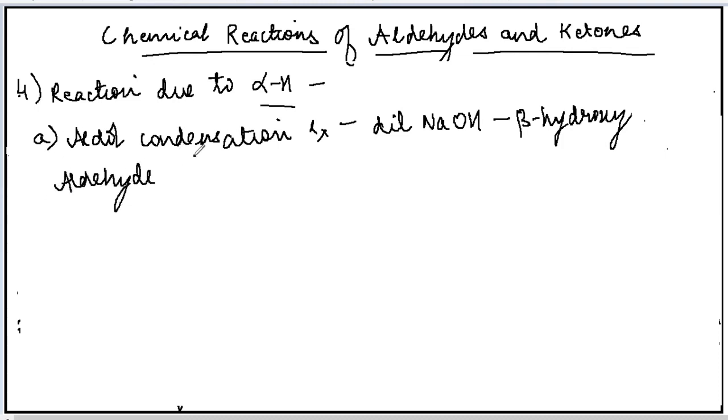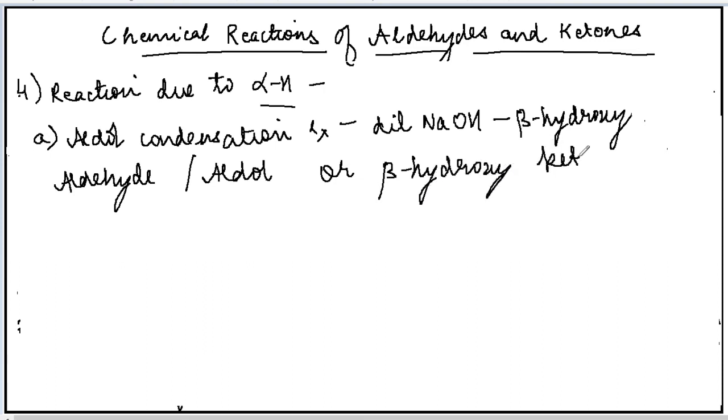or this beta hydroxy aldehyde is also known as aldol, or to give beta hydroxy ketone. This beta hydroxy ketone is known as ketol. So aldehydes and ketones which have alpha hydrogen react in the presence of dilute sodium hydroxide to give beta hydroxy aldehyde or aldol, or beta hydroxy ketone or ketol.